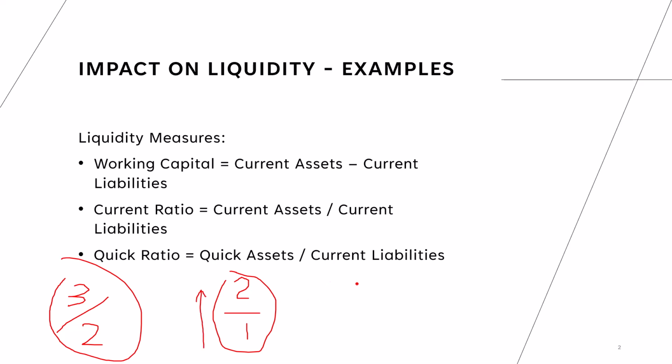But if it's the opposite, let's say this is like 2 to 3, so the existing current ratio is less than 1, then when you reduce the numerator and denominator by the same amount, both reduced by 1, this ratio goes down. All right, so that's for that one.